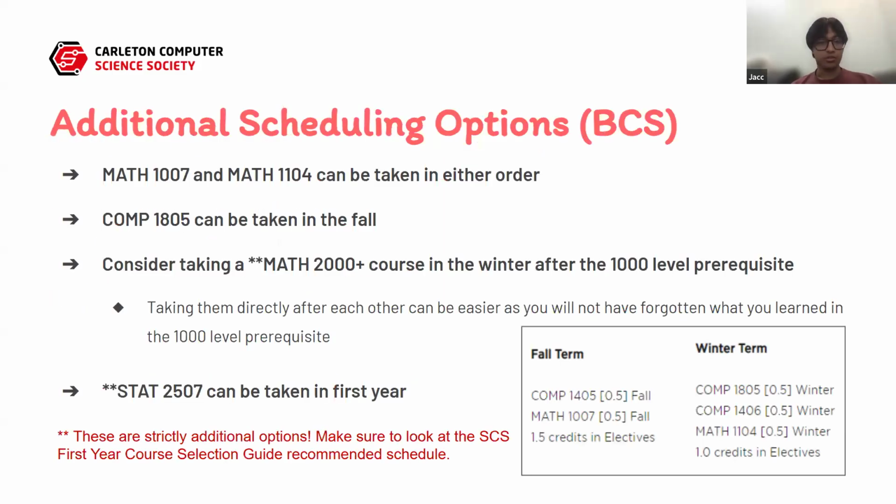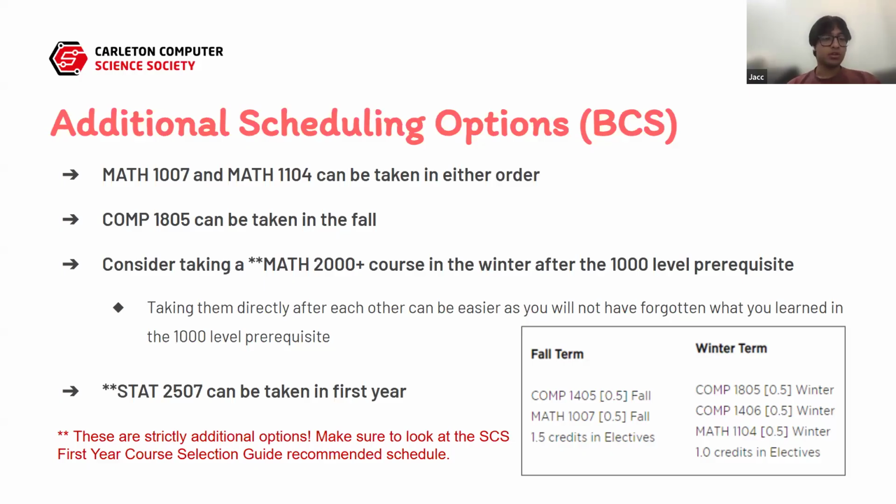If you're in the Bachelor of Computer Science program, a few additional options you can consider while scheduling your courses are: you should start with the first year registration guide that we linked a bit earlier, but you can make some potential changes to it if you want. So, for example, the two math courses can technically be taken in any order. You don't need to take them in a specific term. You can also take both of them in the same term if you want, but that will, of course, be a heavier workload, so keep that in mind.